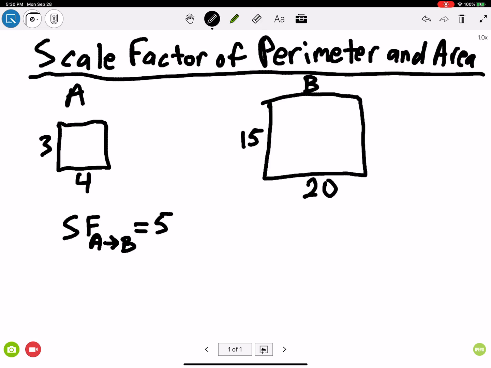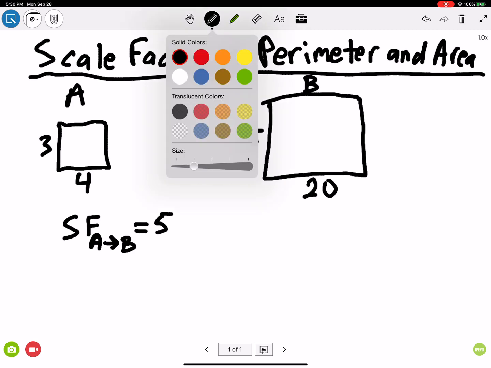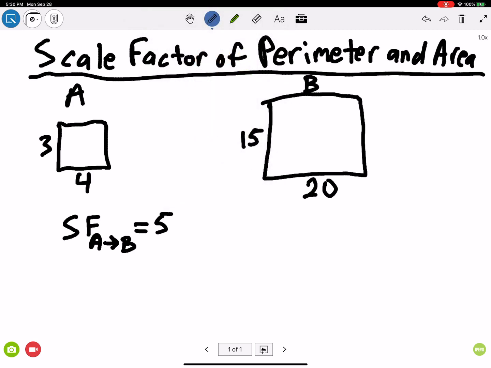So, to figure out the perimeter, let's solve. What is the perimeter of rectangle A? Well, 3, and if it's a rectangle, this side is also 3. 3 plus 3 is 6, plus 4 is 10, plus 4 is 14, and I'm just going to call that units.